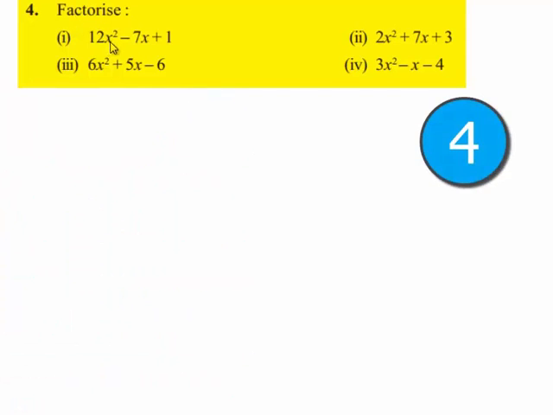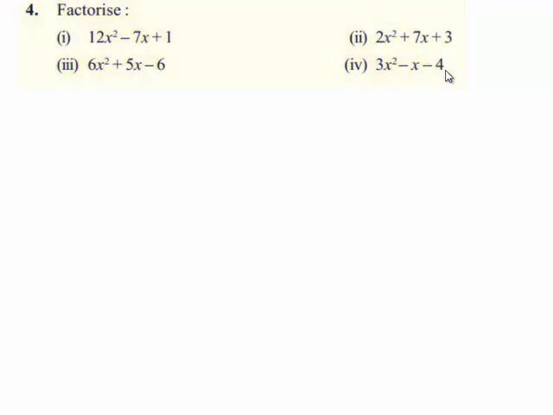Factorize 12x square minus 7x plus 1, 2x square plus 7x plus 3, 6x square plus 5x minus 6, and the last one, 3x square minus x minus 4. So taking down the first one, which is 12x square minus 7x plus 1.